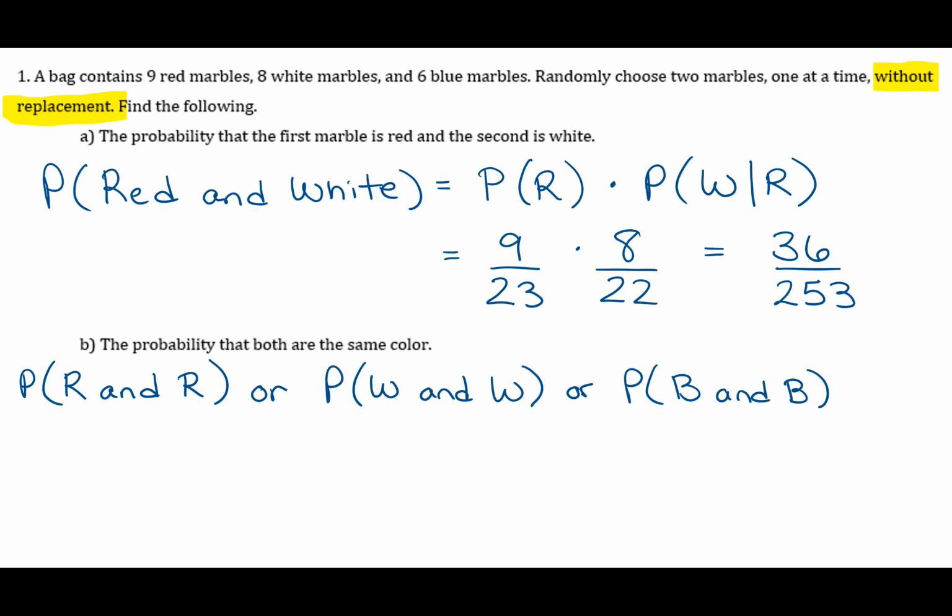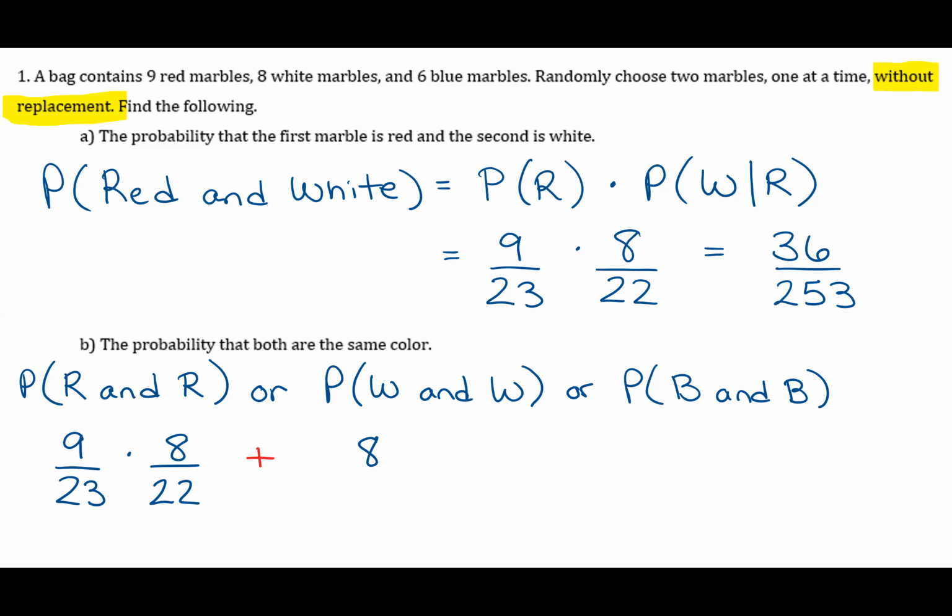So now we're going to figure out the probability for each one of those outcomes. So the probability of red and red. What's the probability we get a red marble? Well, that's 9 out of 23. If you're holding on to that red marble, then the probability of getting another one is going to be 8 out of 22.